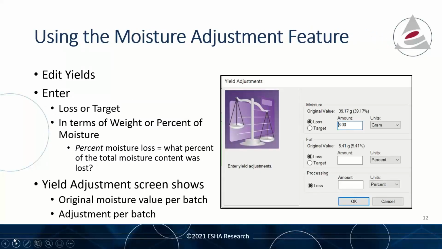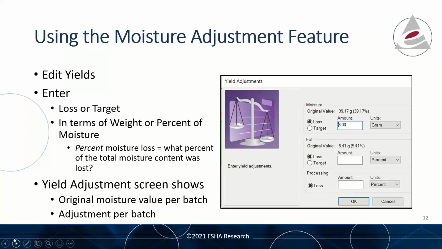To apply the moisture adjustment in Genesis, once you've determined the amount lost or determined the target moisture amount, you can enter this information using the Edit Yields feature. And working with this feature, you can enter a moisture adjustment in terms of a loss, or you can set a target amount.